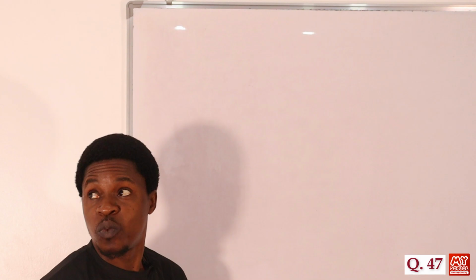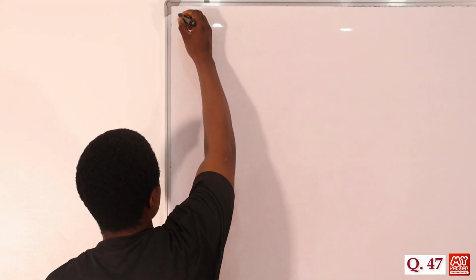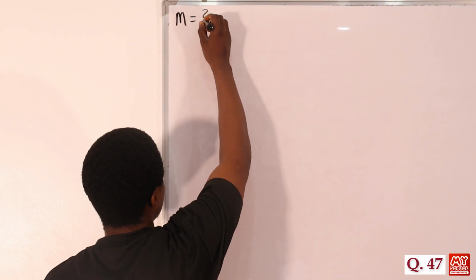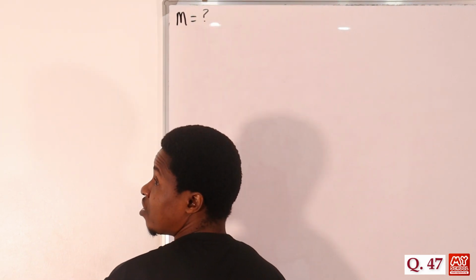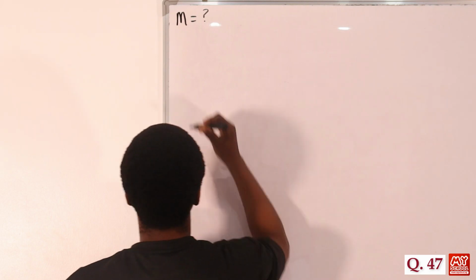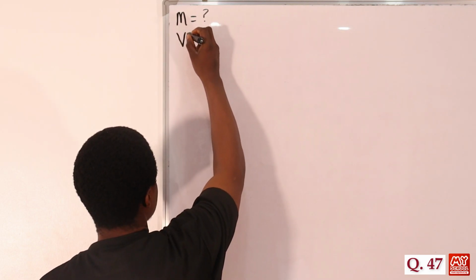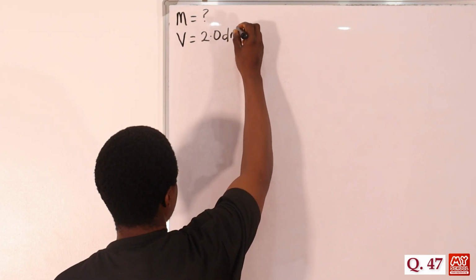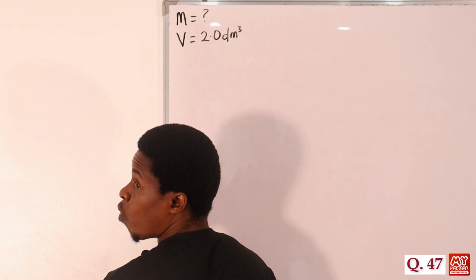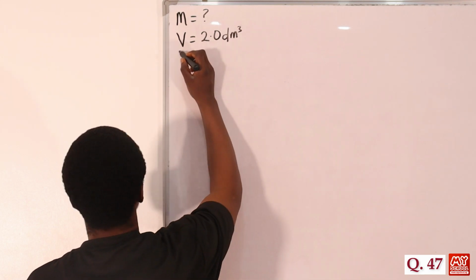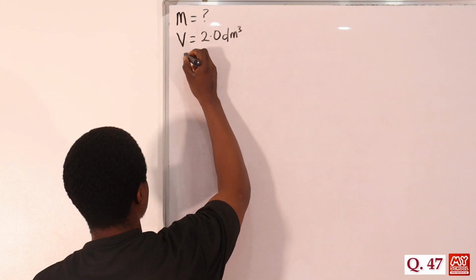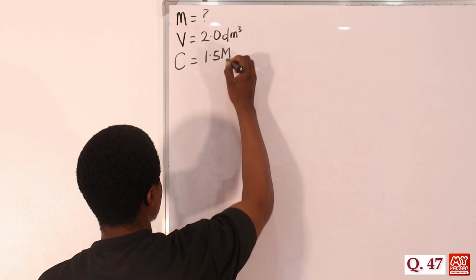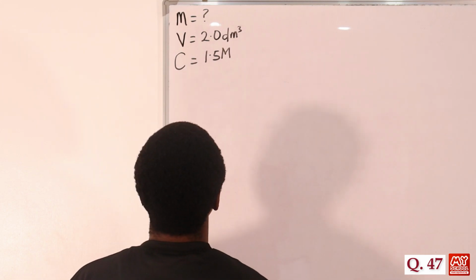We're told, what weight of sodium chloride? Of course, when we talk about weight, we are talking about mass, okay? So I'll just have that. What weight? So we don't know it, question mark, is needed to make 2 dm cube. Of course, you agree with me that that is volume, 2.0 dm cube, of a 1.5 molar solution. So molar means concentration, 1.5 molarity. So we have to find M.